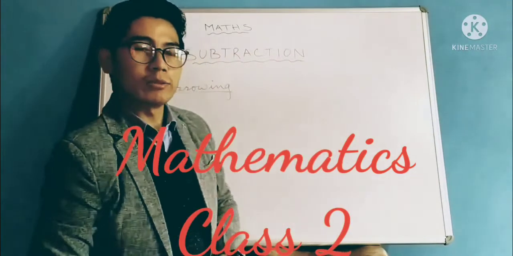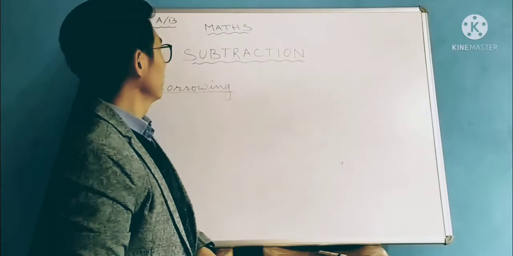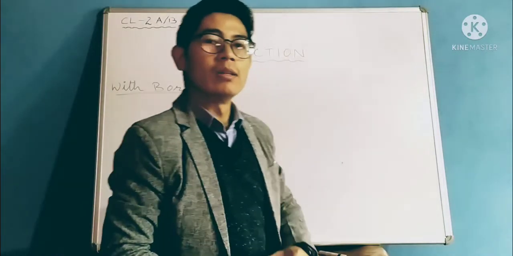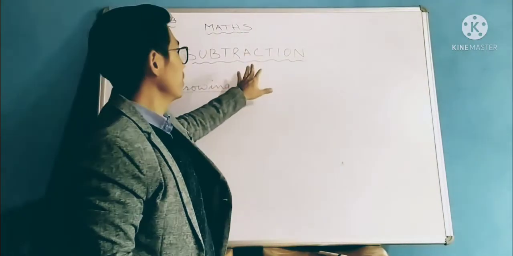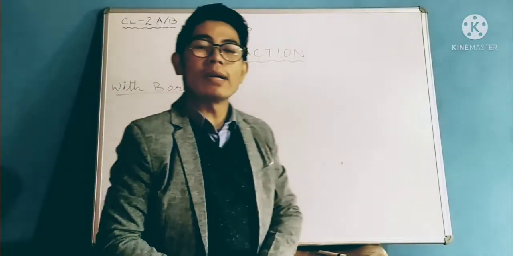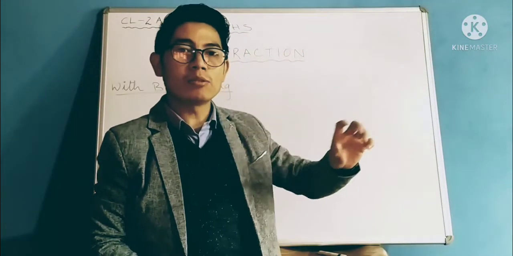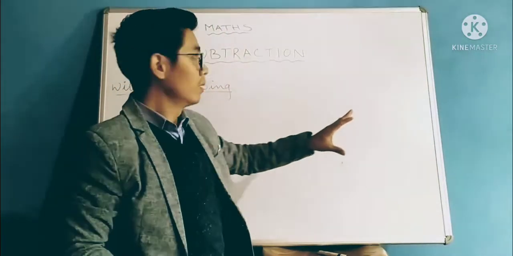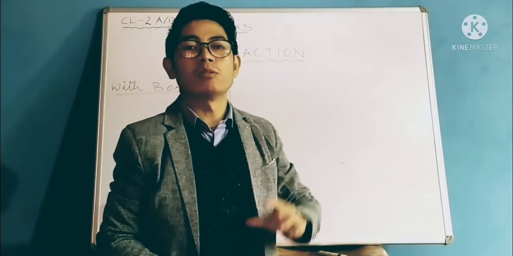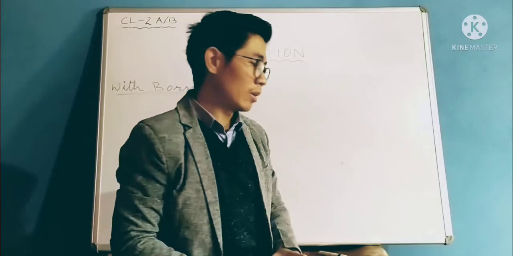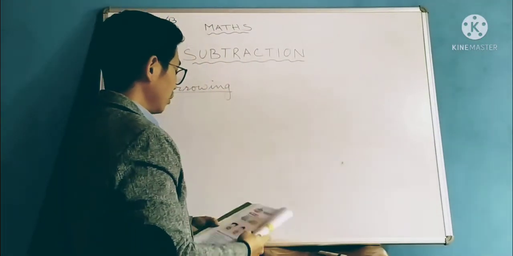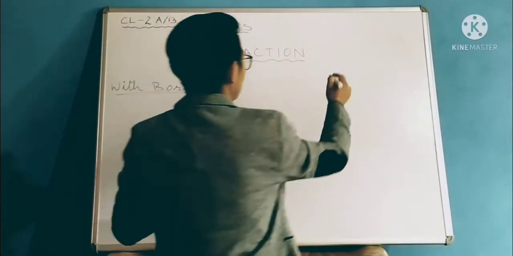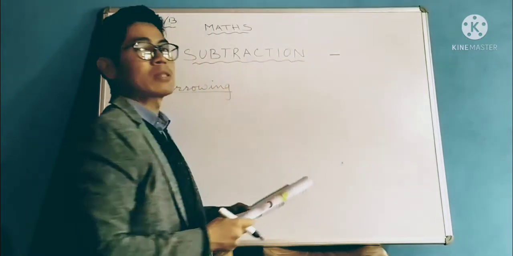So in today's class we are going to learn a new chapter, that is subtraction. We have finished with addition. Now let's learn about subtraction. For addition we learned that we add numbers in order to get bigger numbers. Now for subtraction we subtract numbers to get smaller numbers. Okay, now let's do it with the help of an example. For subtraction we use this sign.